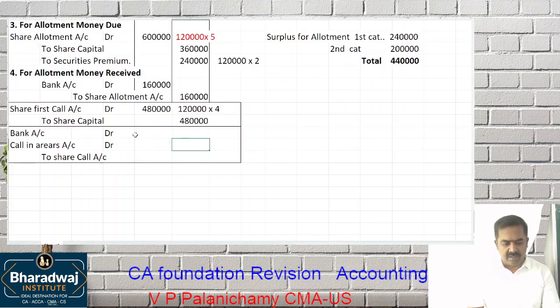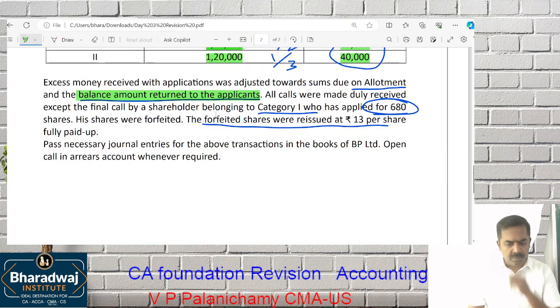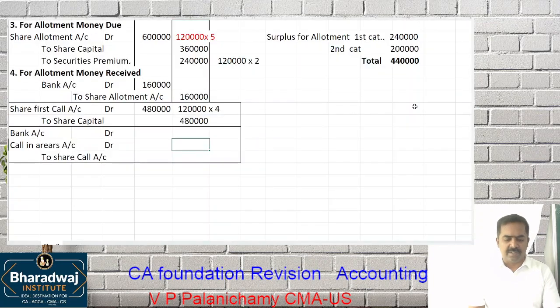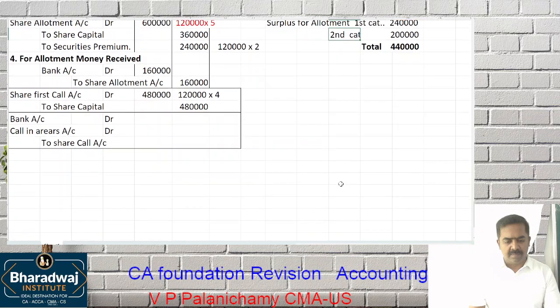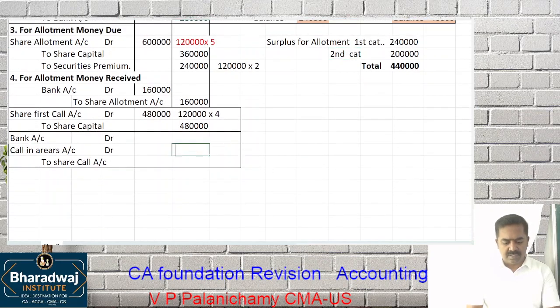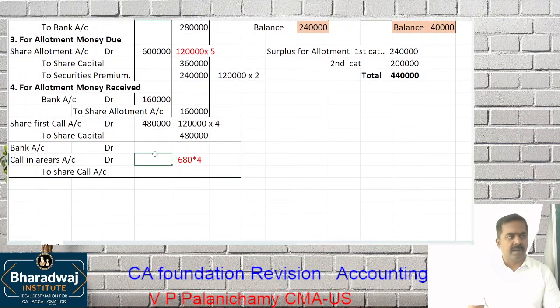Oh, first and final call. Okay. Category 1, who applied for how many shares? We have no surplus. Surplus got over in allotment itself. So 680 into 4, not collected. Applied, so how much would we have allotted? 340. 340 into 4. Correct. What does 340 into 4 come to? It is the 1/2 allotment, so balance.